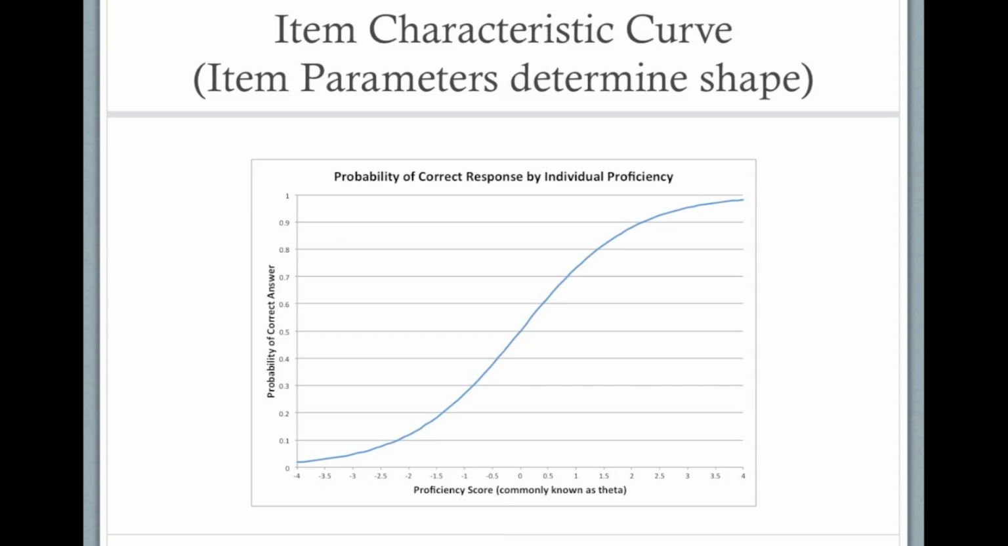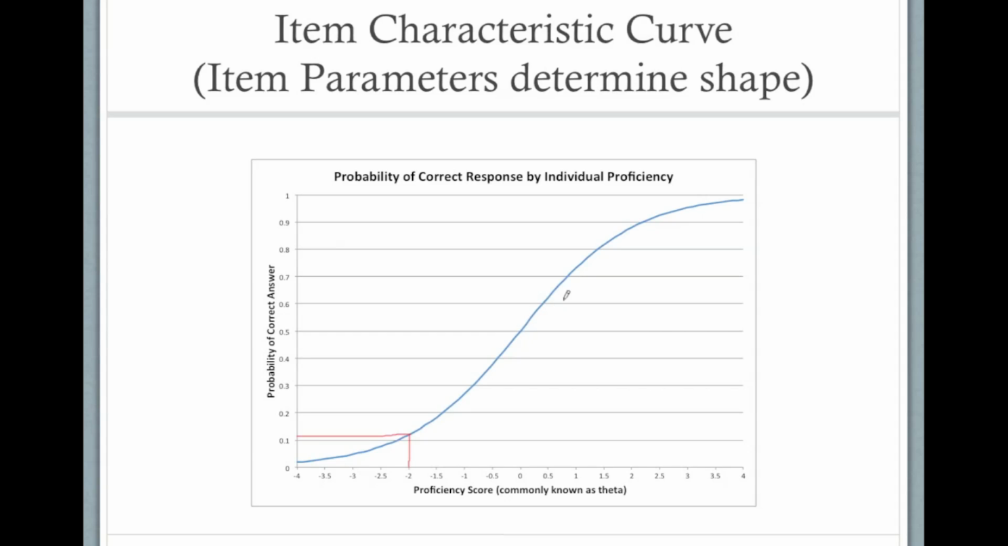And so this curve graphs the probability of a correct response on an item by an individual's proficiency. You can see that proficiency score is on the x-axis and probability of a correct answer is on the y-axis. So if we want to set a proficiency score of -2, for example, we can find that the probability of answering the item correctly is about 0.12.